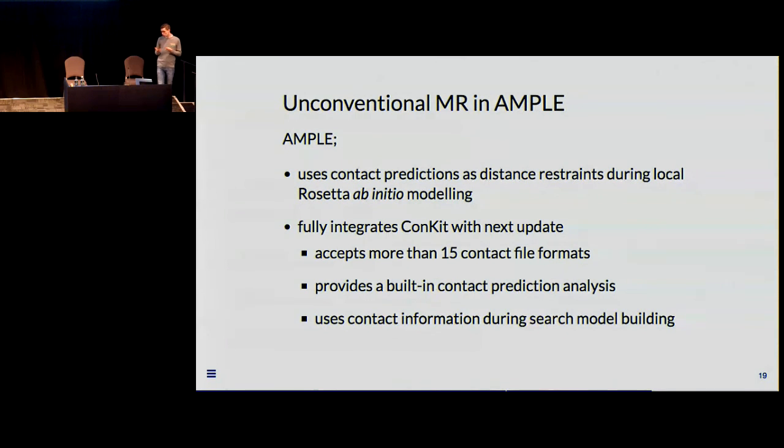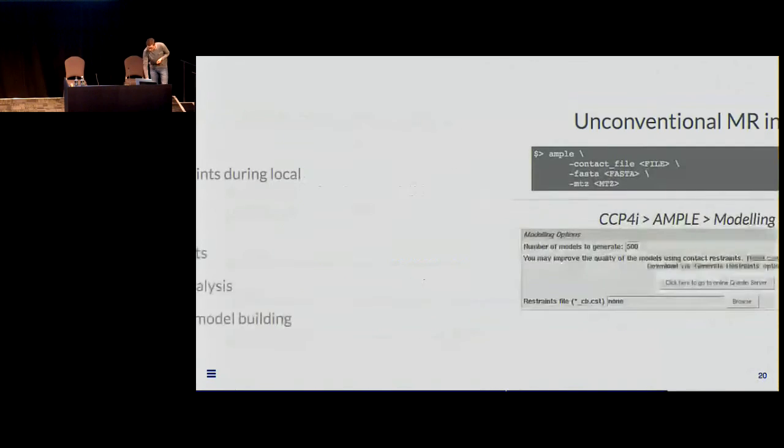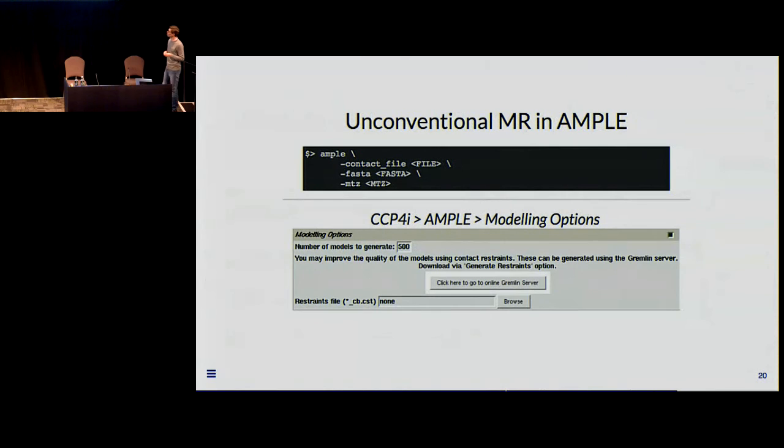And we will also aim to use contact predictions to further enhance our search model building pipeline in ways such as scoring models based on how they satisfy the contact predictions. If you would want to use AMPLE with contact predictions, it's very simple. You can just provide on the command line the -contact_file flag and the path to the file. And if you would much rather use the CCP4 interface, then we have a restraints file option here.